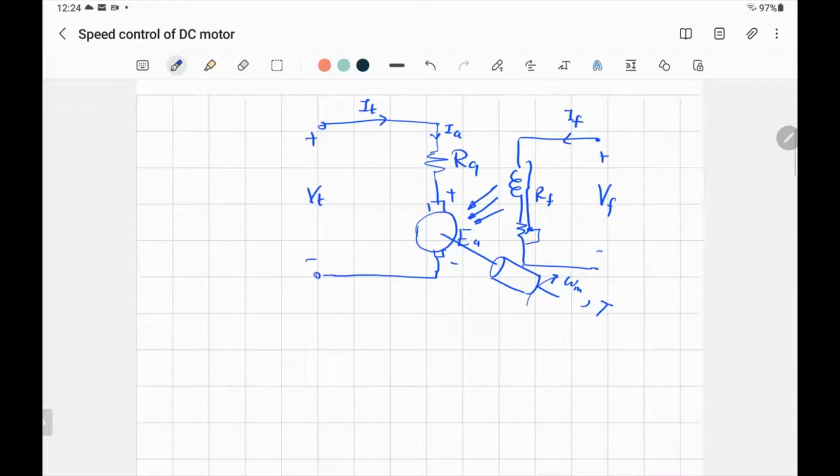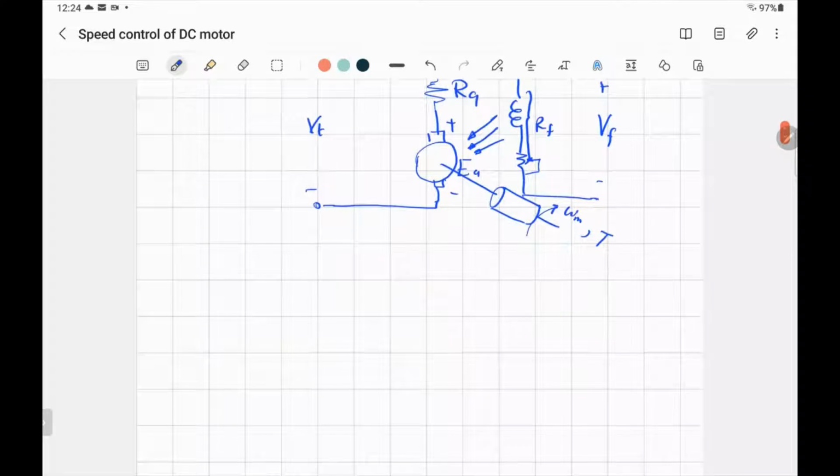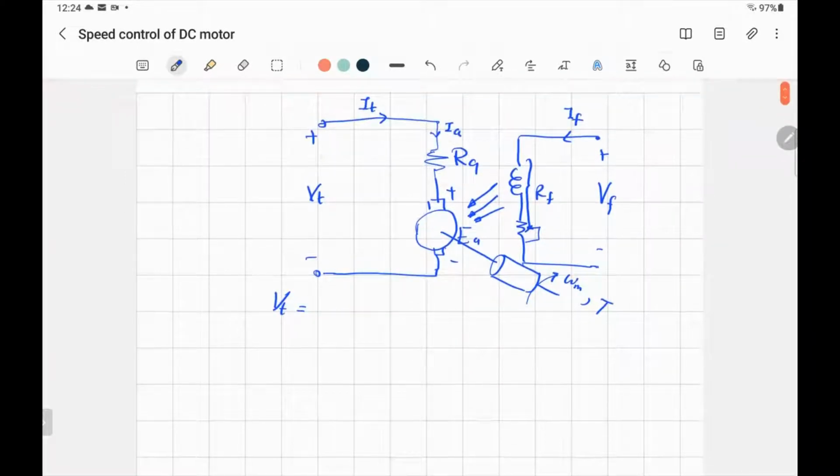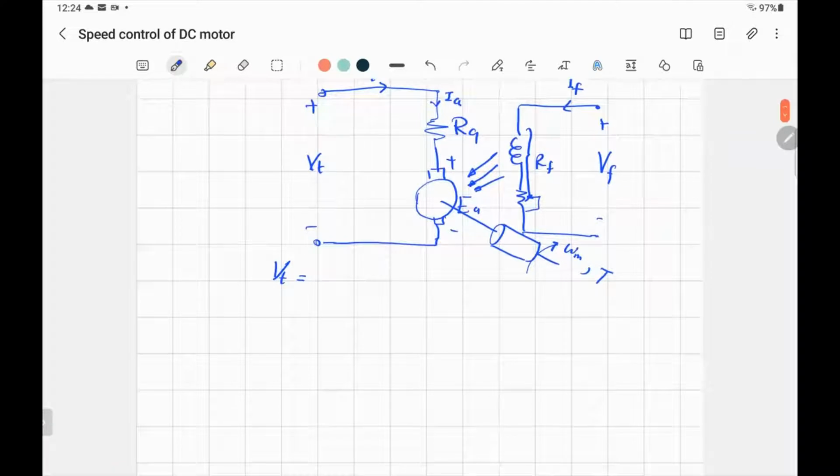We'll start with the equation of the voltage. We say that the terminal voltage will be applied to the armature part, so it will be distributed. Some drop will be across the resistance, RA times IA, plus EA, the back EMF.